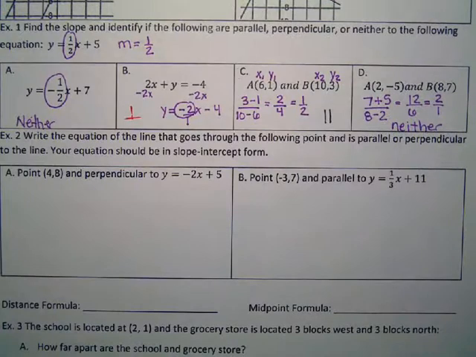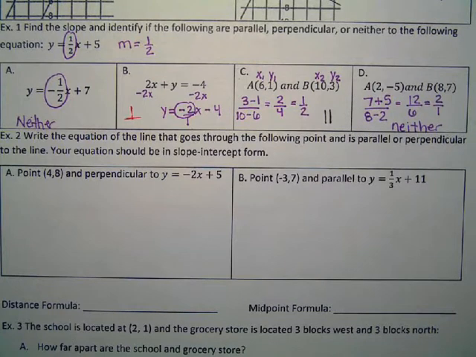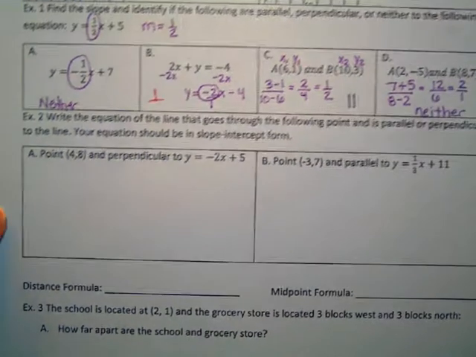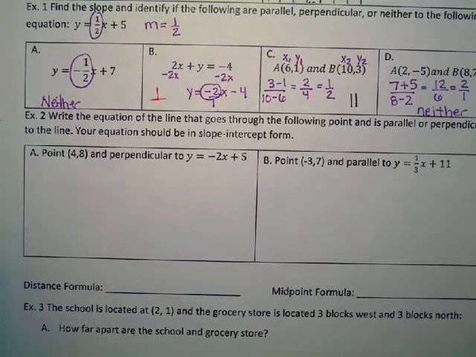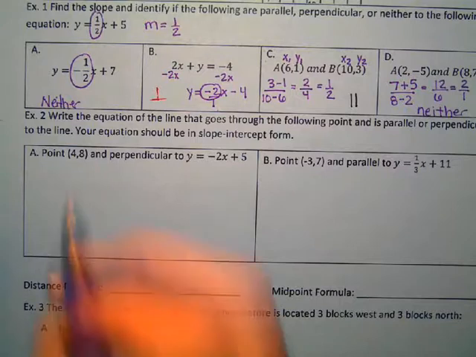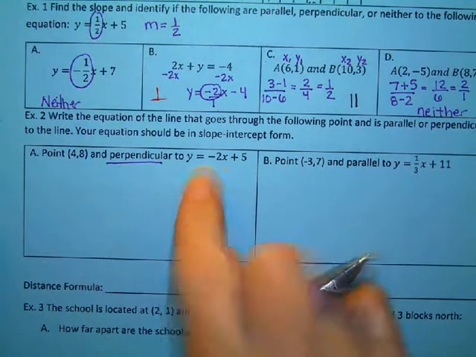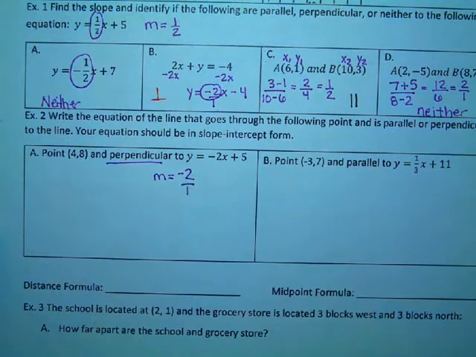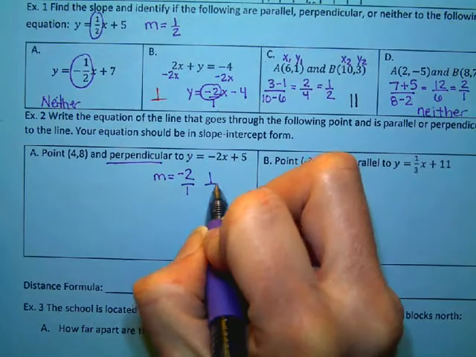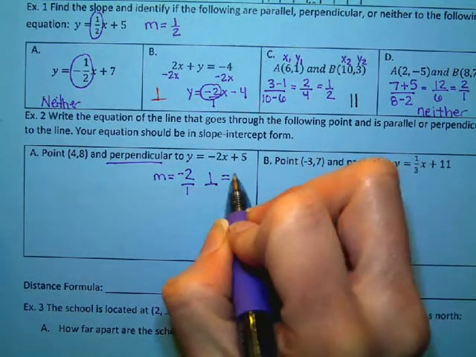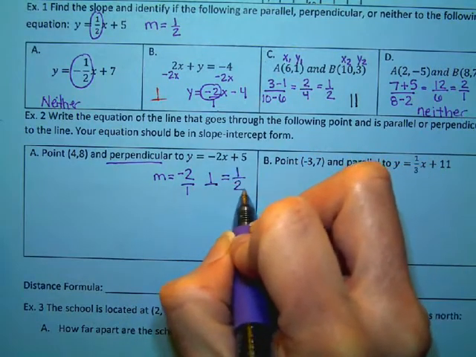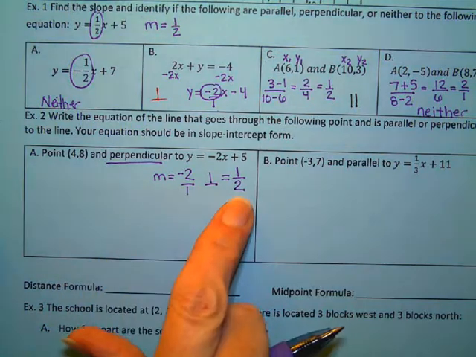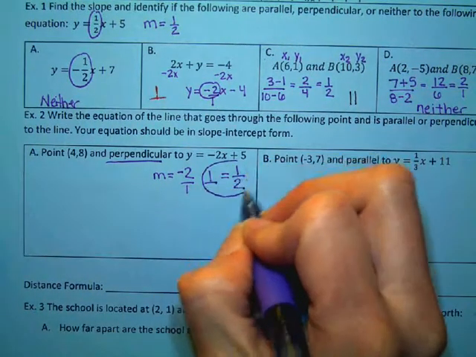Okay. This one says, write the equation of a line that goes through the following point and is parallel or perpendicular to the line. It'll be specific in the question. Your equation should be in slope-intercept form when you're done. So this one starts off, we want to find something perpendicular to this line. So this one has a slope of -2. We can put that over 1 to make it a fraction. The perpendicular slope for that, remember, is opposite reciprocal. So it's going to be 1 over 2. You flip it, and you have to change the sign. So this is our new slope that we're going to use.